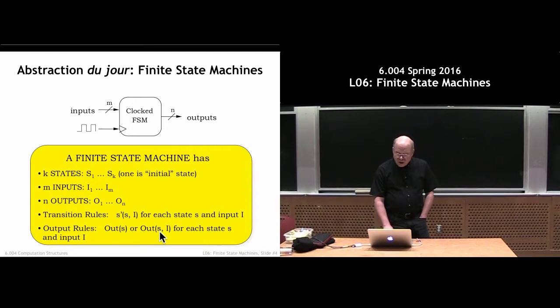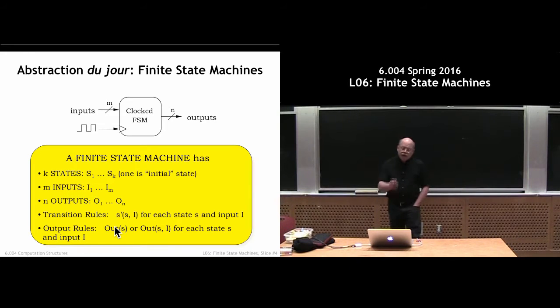That's one type of machine. In another type of machine, the output values are a function not only of the current state of the machine, but also the values on the inputs. This is called a Moore machine, and this is called a Mealy machine, after Professors Moore and Mealy, I suppose, who invented this terminology. In 6.004, all of our state machines, FSMs, will always have the outputs dependent only on the current state.